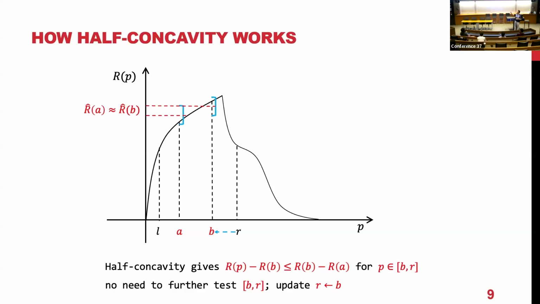So we can simply update R to B, which means that after performing this test, we can shrink the length of interval LR by 1/3. So we can just continue to run this algorithm until the length of the confidence interval is sufficiently small for us to determine the value of P star. And by applying this idea, we can give a square-root algorithm.